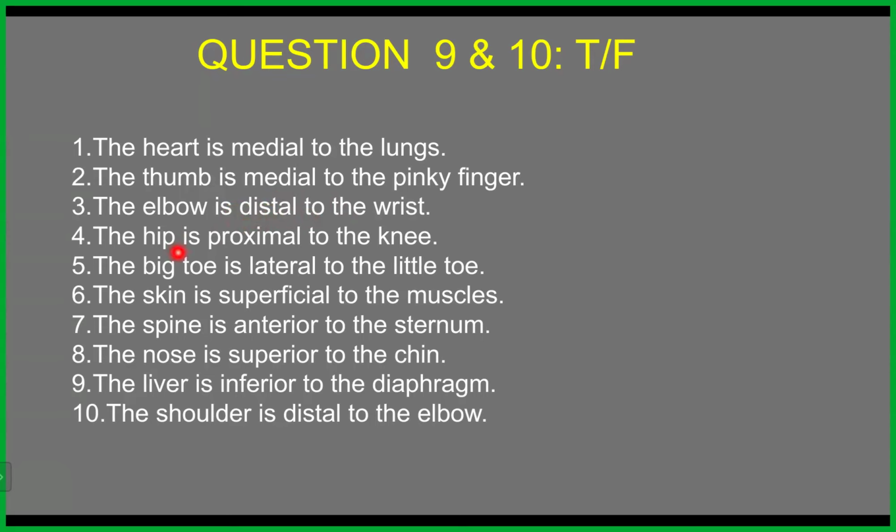The hip is proximal to the knee. That is true. The big toe is lateral to the little toe. That is false. The big toe is medial. It's closer to the midline than the little toe. The skin is superficial to the muscles. That is true. The spine is anterior to the sternum. It is false. The spine is posterior, not anterior to the sternum.